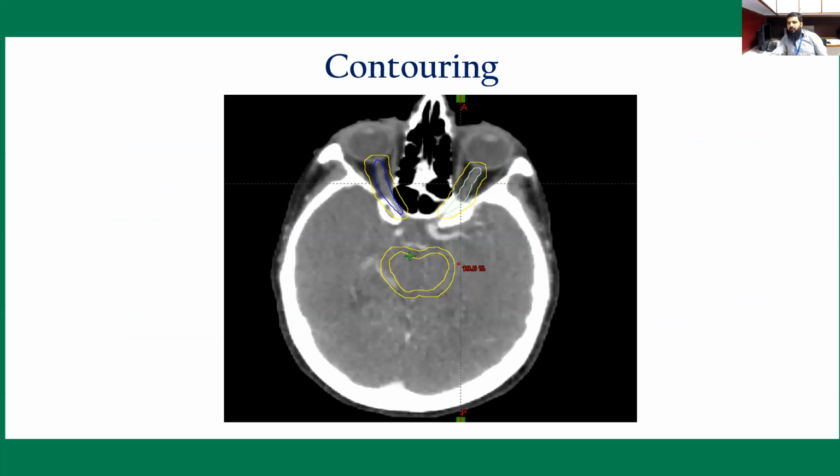This is an example of the OARs with the margins, like the optic nerves. They have been given a margin of 3 millimeters, and also the brainstem, where the basic margin is OAR plus 3 millimeter.